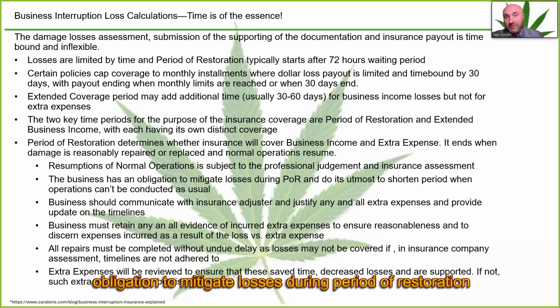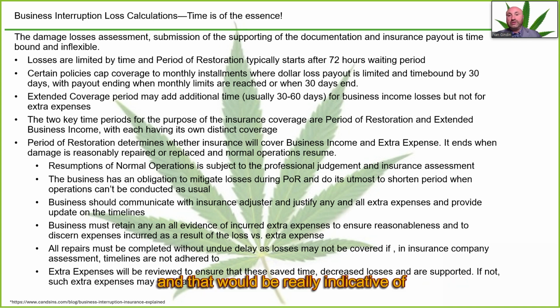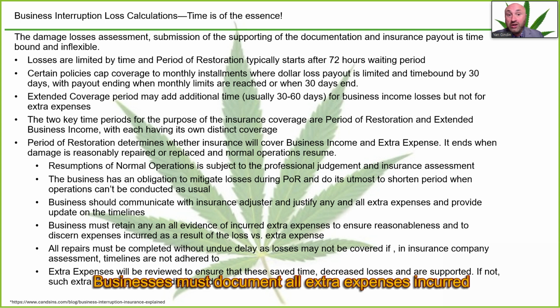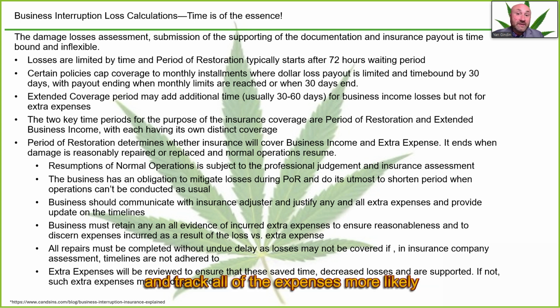As I mentioned, the business has an obligation to mitigate losses during the period of restoration, and that would be really indicative of doing everything possible to shorten the time period during which operations cannot be conducted. Businesses have to constantly communicate with the insurance company adjusters to ensure that there is no daylight lost and the timelines are being adhered to. Businesses must document all extra expenses incurred and must provide substantiation for all expenses incurred and revenues earned during the period of restoration. Again, this documentation aspect is very important. If businesses don't keep good sales records, if they don't keep and track all of the expenses, more likely than not, insurance companies will not reimburse them. And obviously, businesses have to provide, upon demand, substantiation of all extra expenses, etc.